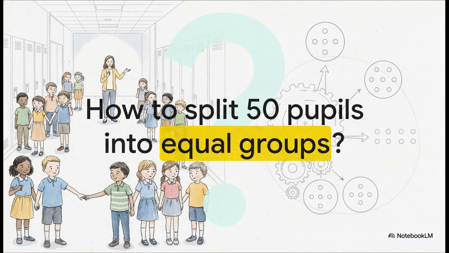This isn't just theoretical math, right? This is a physical classroom reality that requires an immediate logical solution. How do we figure out the exact numbers that will divide 50 perfectly?